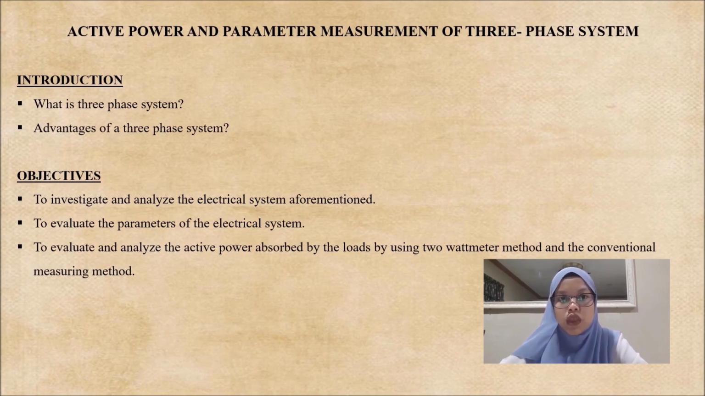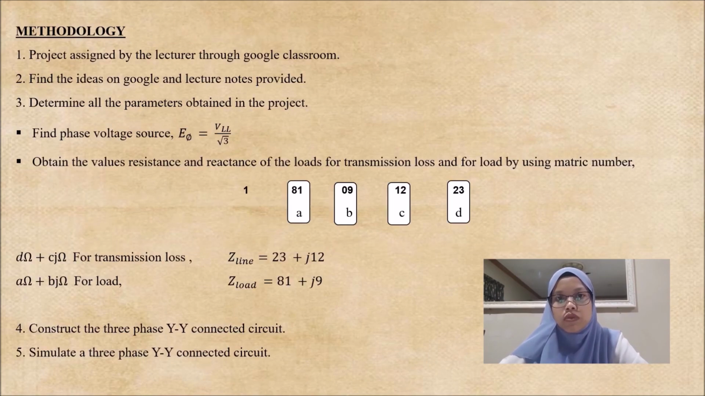The objectives of this project are to investigate and analyze the electrical system formation, to evaluate the parameters of the electrical system, and to evaluate and analyze the active power absorbed by the load by using the two-wattmeter method and also the conventional measuring method.